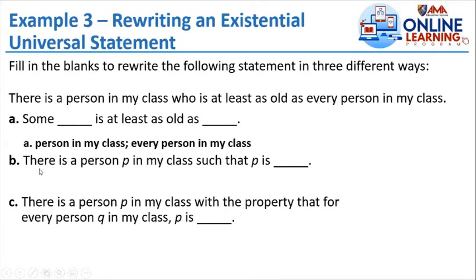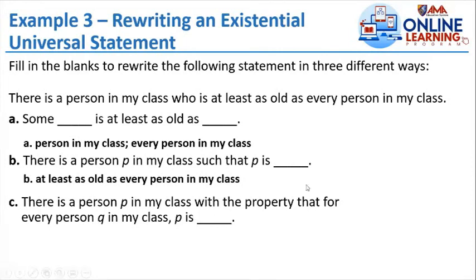Ayan. Next. There is a person P in my class such that P is, yan. Since na-mention na si P, so no need to mention here. Kasi twice lang dapat siya ma-mention. My class such that P is, anong kulang if you go back to this given? Okay, if you go back to the given, the missing here is ito. At least as old as every person in my class. Yan. Okay? At least as old as every person in my class. Ayan yung kulang.